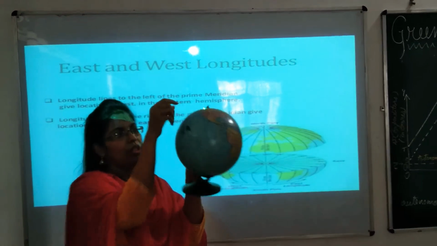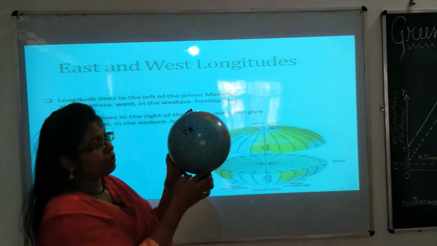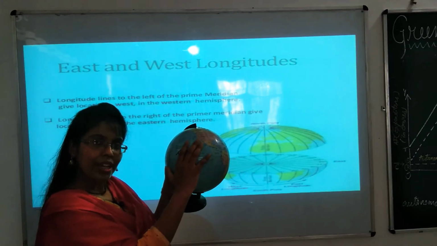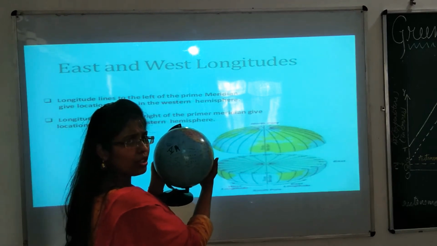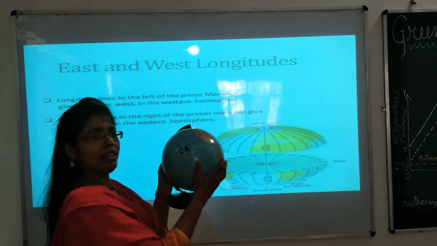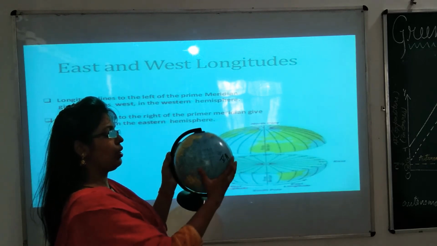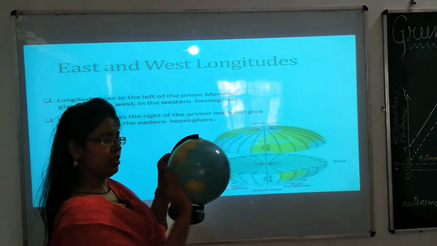Consider this, a line is passing from the north pole to the south pole, dividing east and west. So this is the western hemisphere, this is the eastern hemisphere. And you know the earth revolves from west to east. You have seen this, the spinning of the earth.